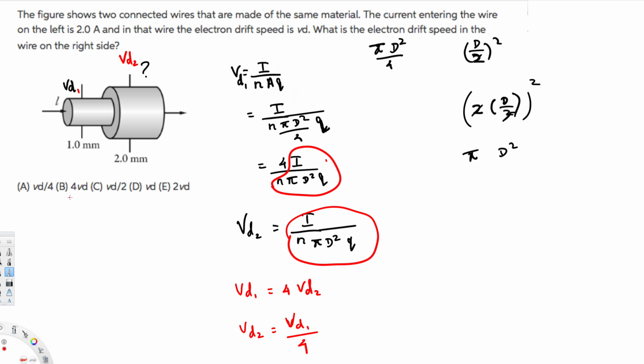So let's see which one matches the answer. Previously they said drift velocity is Vd at this location. If it's Vd here, then Vd by 4 is going to be the answer. That's what we found out right here, right? So in this location, it's equal to Vd by 4. And that's how we do these kind of problems.